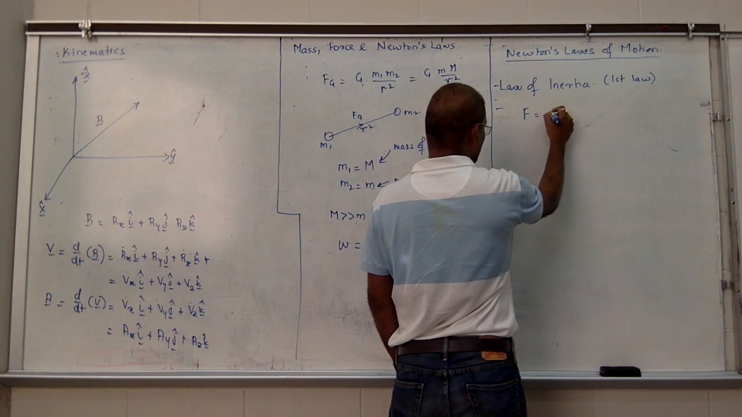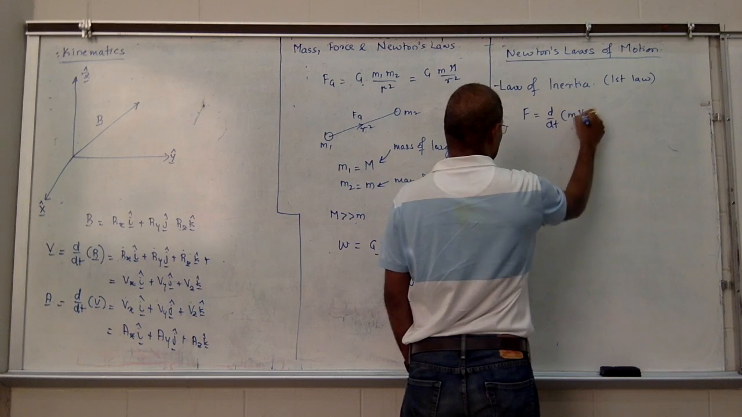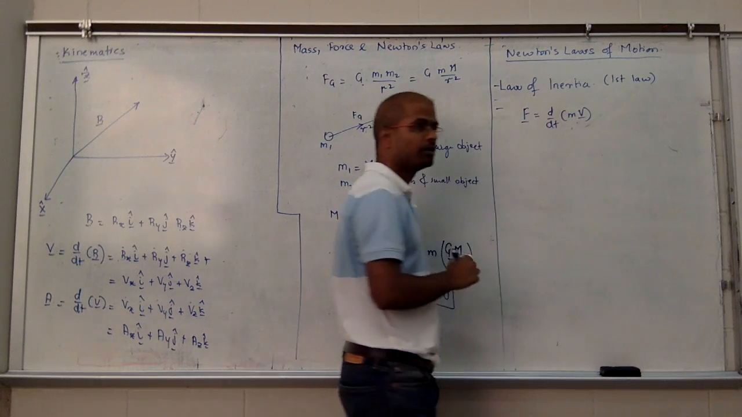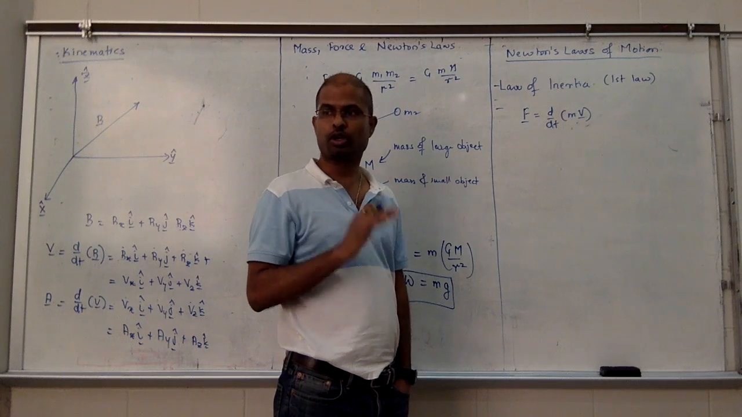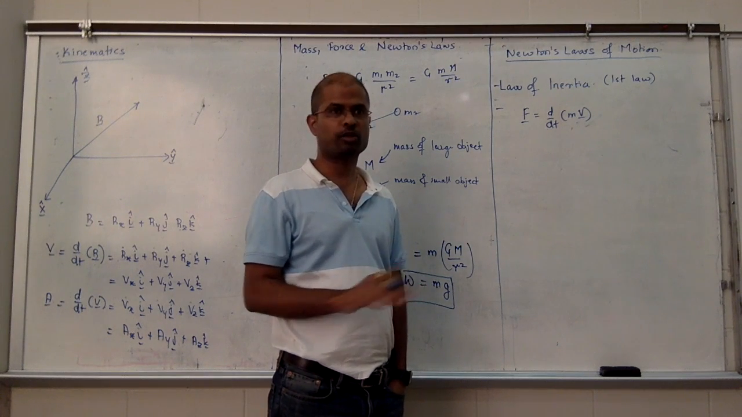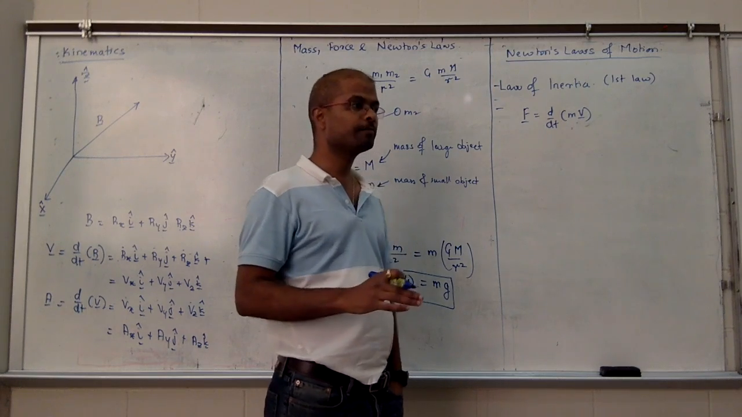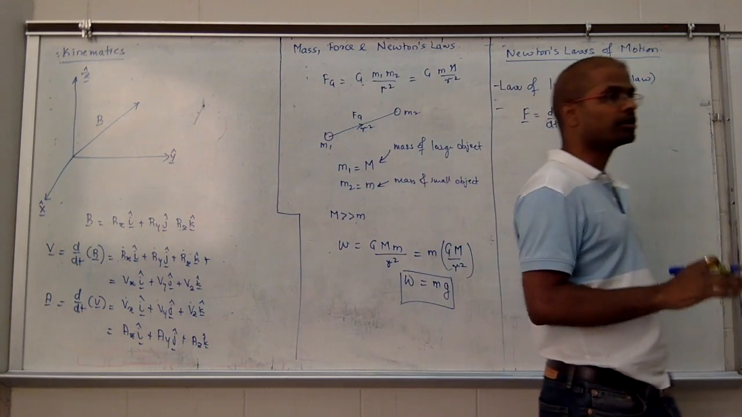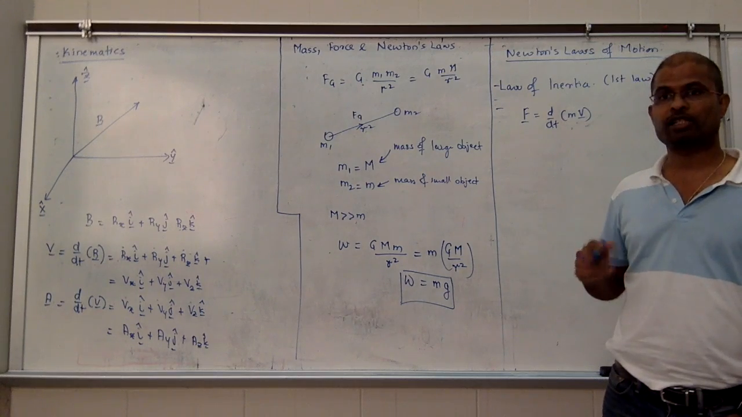F is equal to d over dt of mv. This is the complete Newton's law. Always remember this. You cannot say F is equal to ma as an aerospace engineer. That is not acceptable. You cannot explain how a rocket or a launch vehicle is launched if you say F is equal to ma. That is an incomplete version.